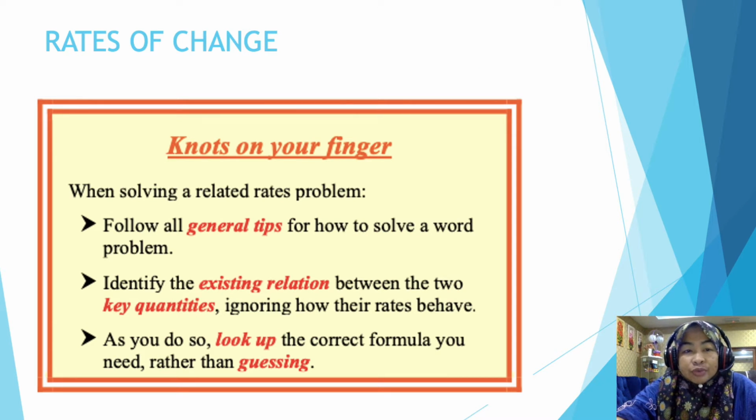So you have to follow all the general tips for how to solve a word problem. Change from words to symbols. Identify the existing relation between the two key quantities. And also look up the correct formulas such as formula of volume, formula of area.